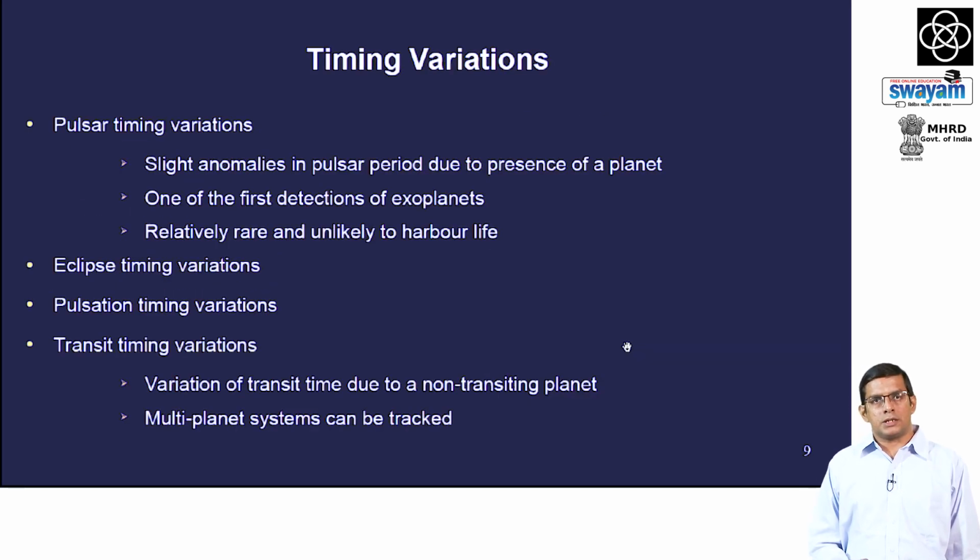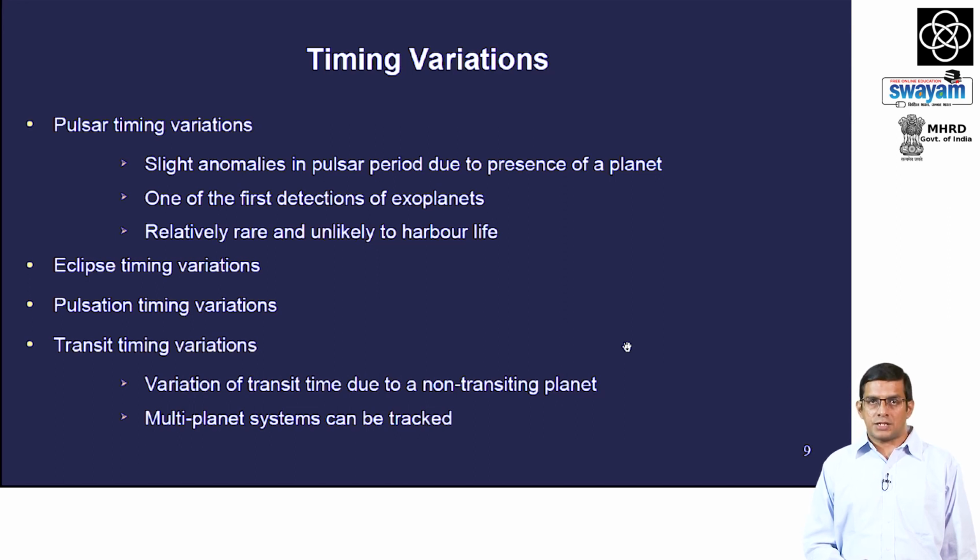The next method is actually a collection of methods called timing variations. First, pulsar timing variations. As we know, pulsars have very regular profiles of their pulses. The pulses come at very regular intervals. But if a pulsar has a planet going around it, then there are slight anomalies in the pulsar period due to the presence of this planet.